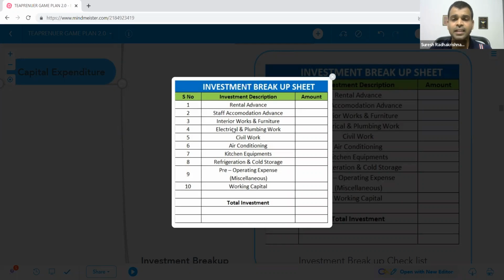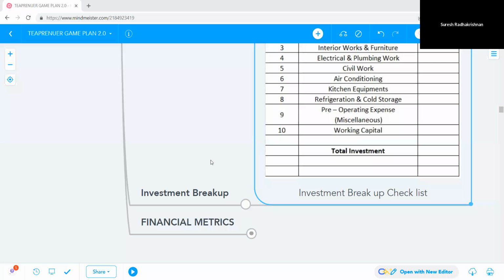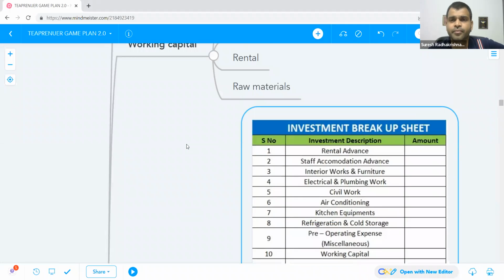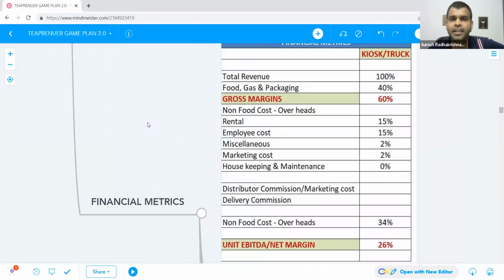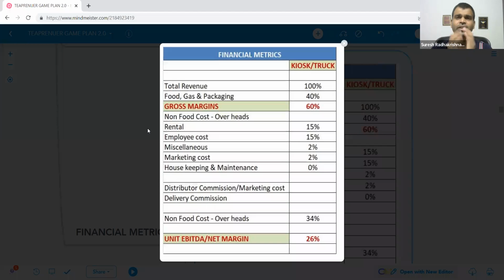Yes, this is clear. Super. Please keep this ready before you look for a location. Very important. Now, coming to the financial metrics.